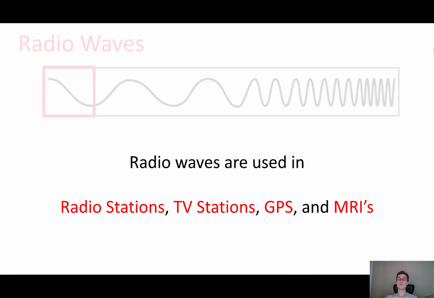Radio waves are used in radio stations, TV stations, GPS, that's how your phone knows where it is, and MRIs. That's a medical diagnostic system. It's used in a lot of other places too.